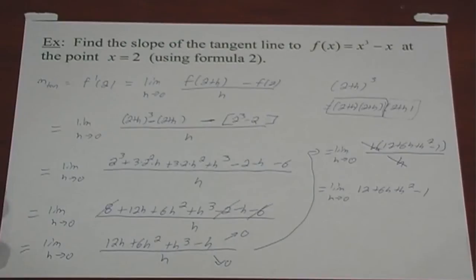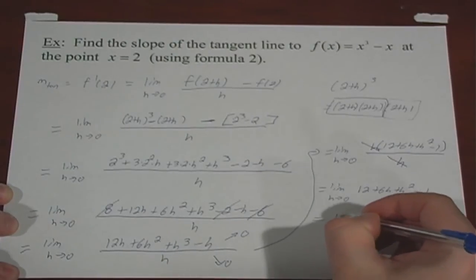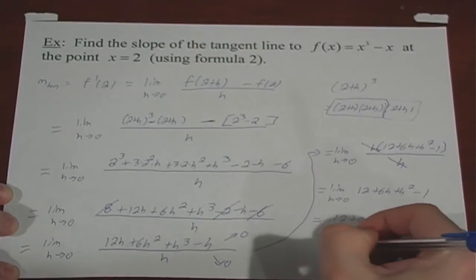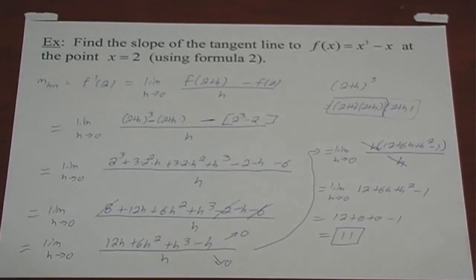And now you can just plug in the 0 for the h. Look what you get: 12 plus 0 minus 1. Oh, look, 11. That was the slope that we got using the other formula. So anyway, we have two different ways of doing it. It just depends on which algebra you like. In general, know how to use both formulas, and anytime you do a problem, you should try it using both formulas. But oftentimes, you'll see this formula is a lot easier to use than the other one.